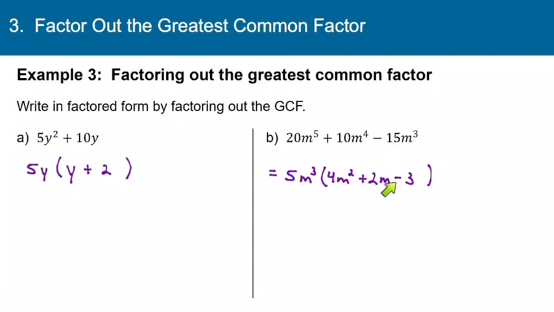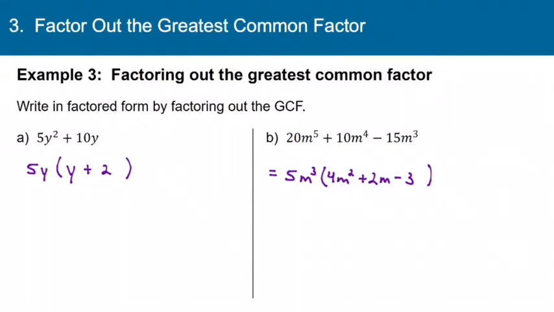And 5m to the 3rd times negative 3 does make negative 15m to the 3rd. So our distributing looks good. And now let's make sure that 5m to the 3rd was the largest thing that we could have pulled out as our GCF. So we need to make sure that our coefficients no longer have any common factors besides 1, and that does seem to be the case.